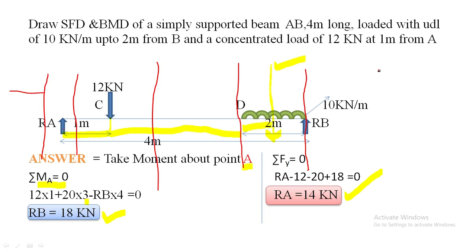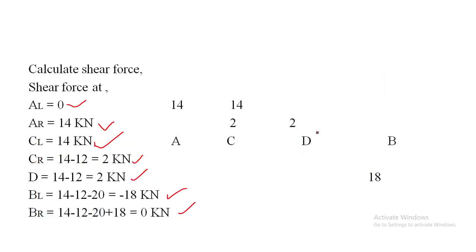And the last is B of right, which is 0 kilonewton. The section line comes towards the right of B, and now you will see, left of that section line there are RA, C, UDL and RB. After calculating, the answer is 0 kilonewton. Generally, for a simply supported beam, the first and last shear force values are always 0. So this is about the calculation of the values of the shear force.